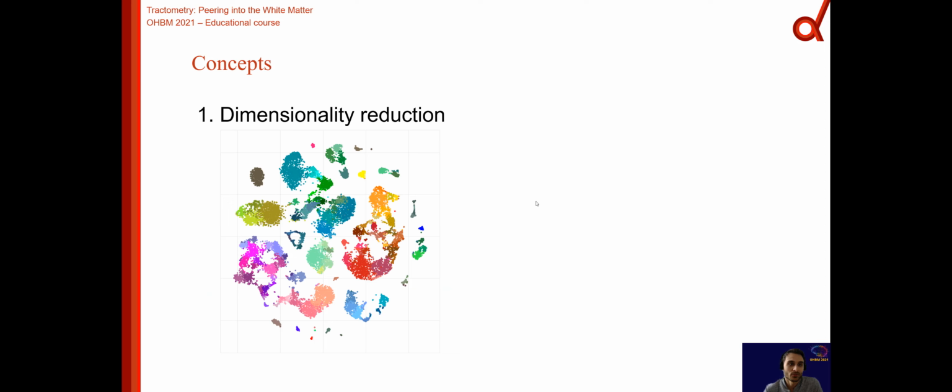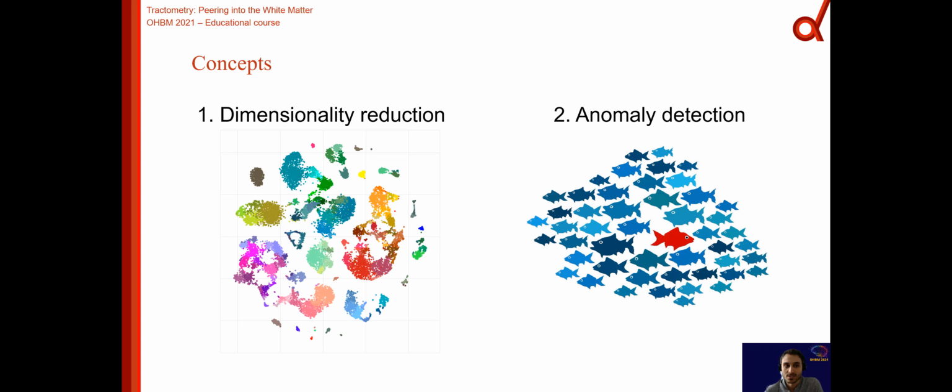And we're going to be talking about two concepts. First, the dimensionality reduction concept, where we have a high dimensional space, such as having multiple tracks and multiple metrics per tract, and try to reduce the space into a low dimensional space, which is a bit more interpretable, hopefully. And the second concept we're going to be looking at is anomaly detection, where we try to look for outliers in our data.